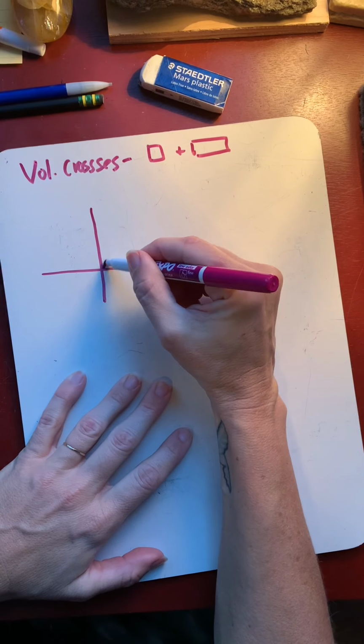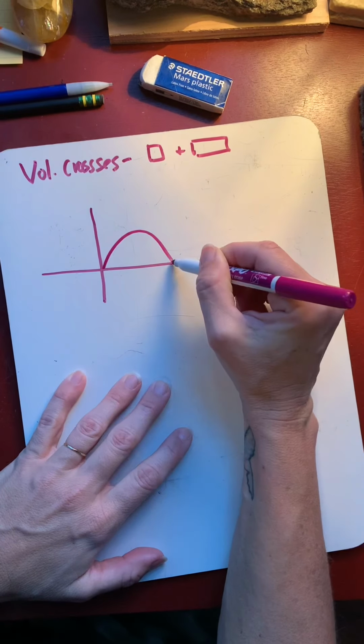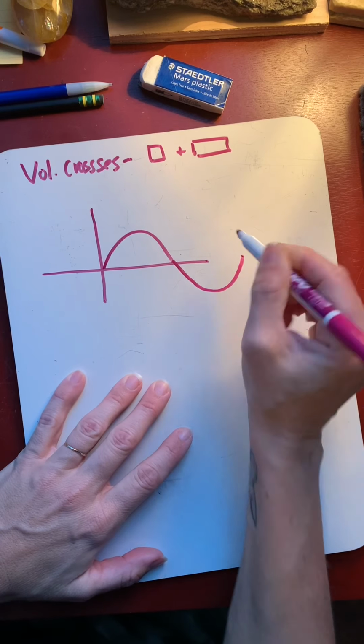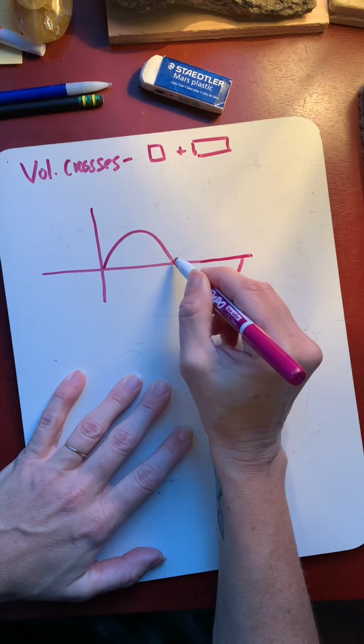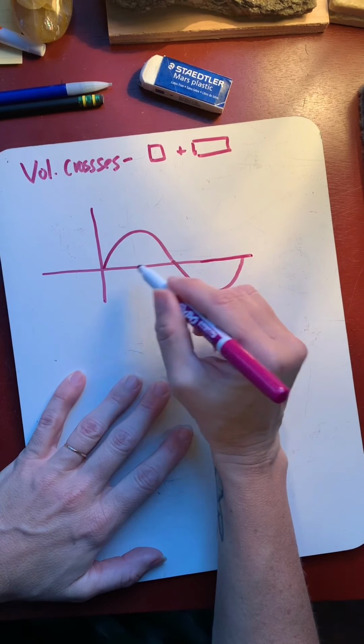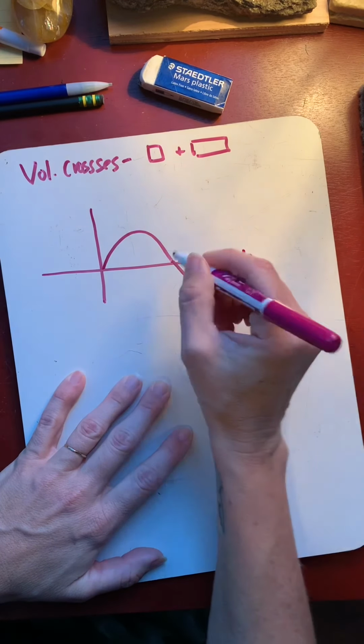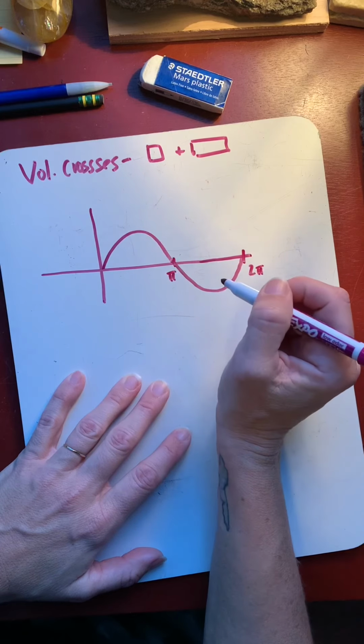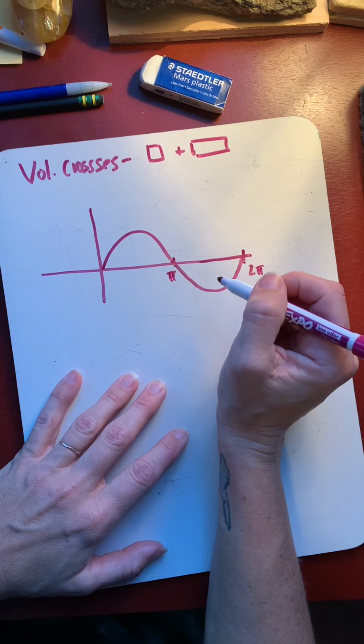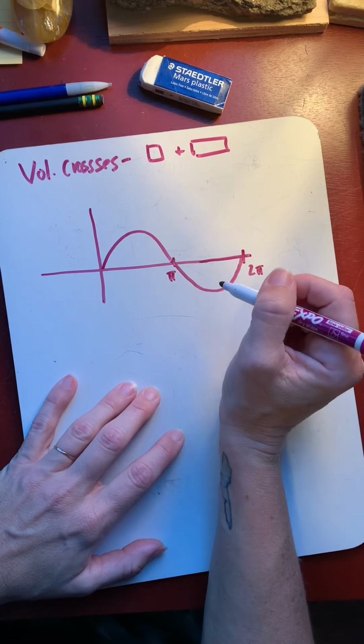So y equals sine x would look like this, at least one hump of it. Let me get 2. But I'm only going between x equals 2 and x equals 7. So this is 2 pi, this is pi. Huh. Okay, this is going to be weird.